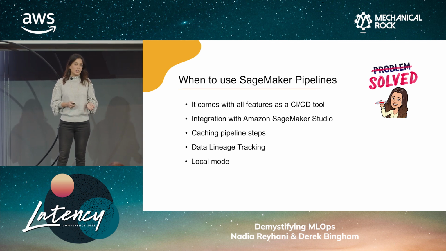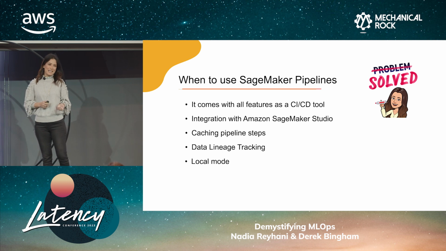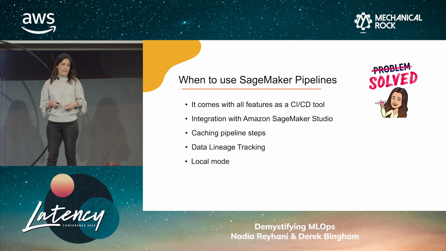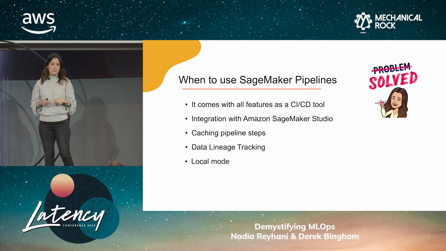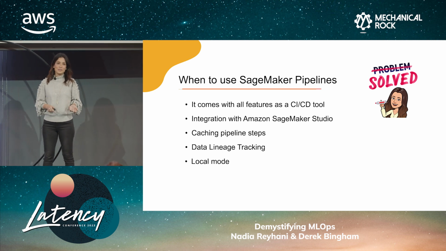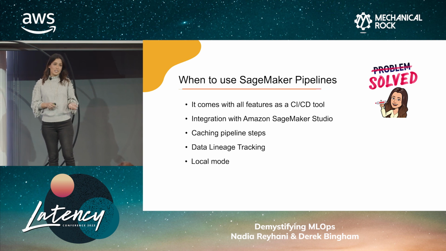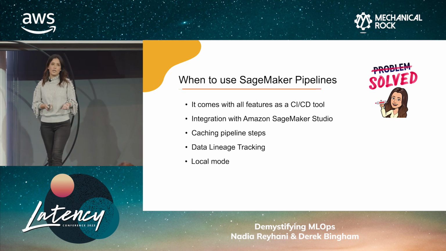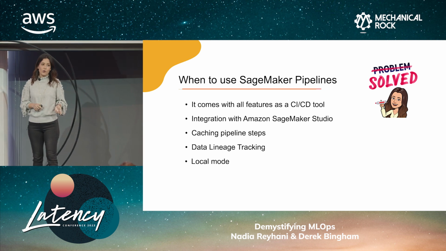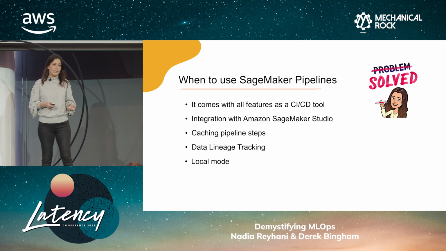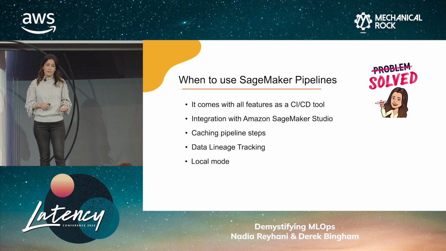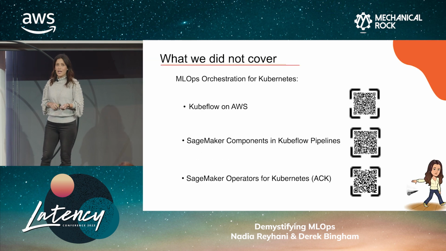We can even cache the pipeline steps. That means that if you have run the same step with the same parameters in the same pipeline, you don't need to execute that one again. And you have a data lineage tracking integration. That means that you can track your data, where it has been inputted, and where it has been used. And also local mode enables you to run that locally and test your scripts without using the SageMaker service, so it doesn't cost you anything because it's using your compute.